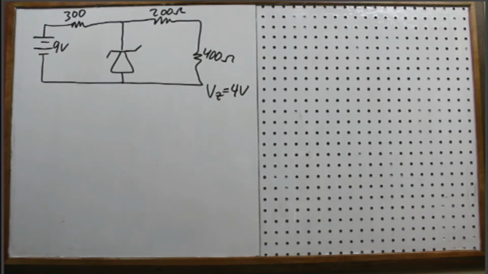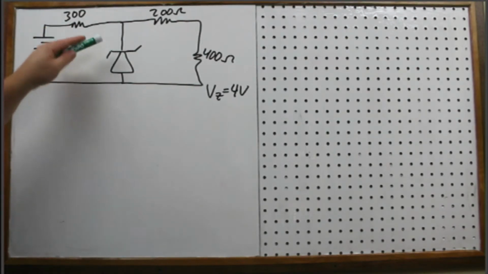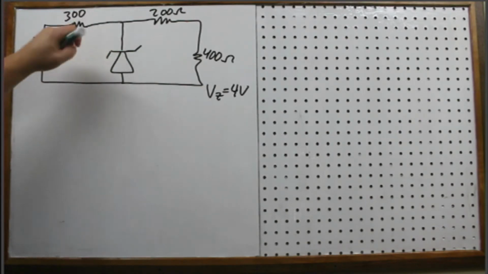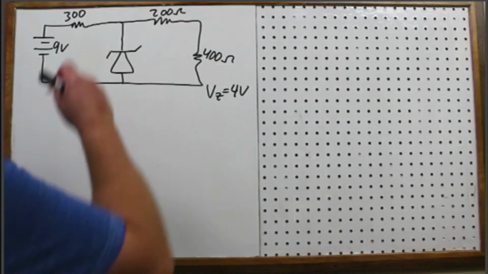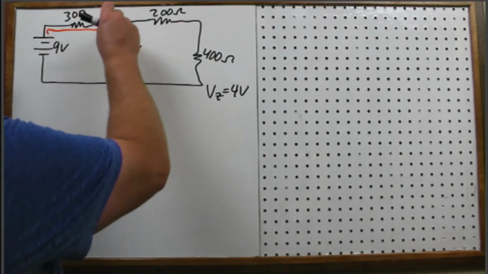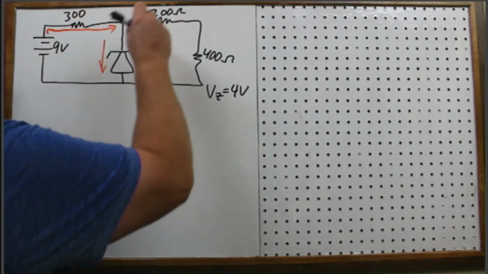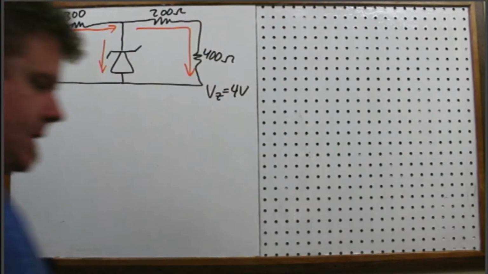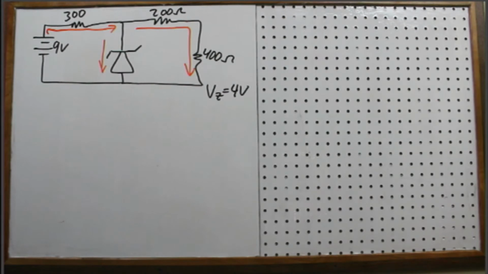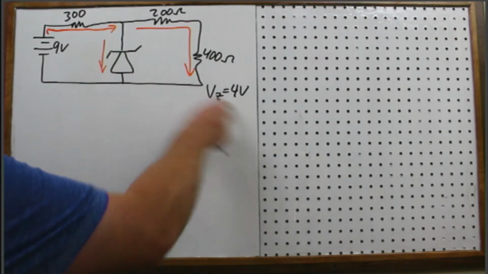So here we go. If you want to go ahead and take notes, jot this down. So we have a 9 volt source. We have a 300 ohm resistor in series with the source, and then we have this Zener diode. Note that it is in reverse bias mode, because we know that source is going to produce a current that way, this way, and this way, since there's only one source, right? So we know that this is in reverse bias. So it's going to act like a 4 volt source.